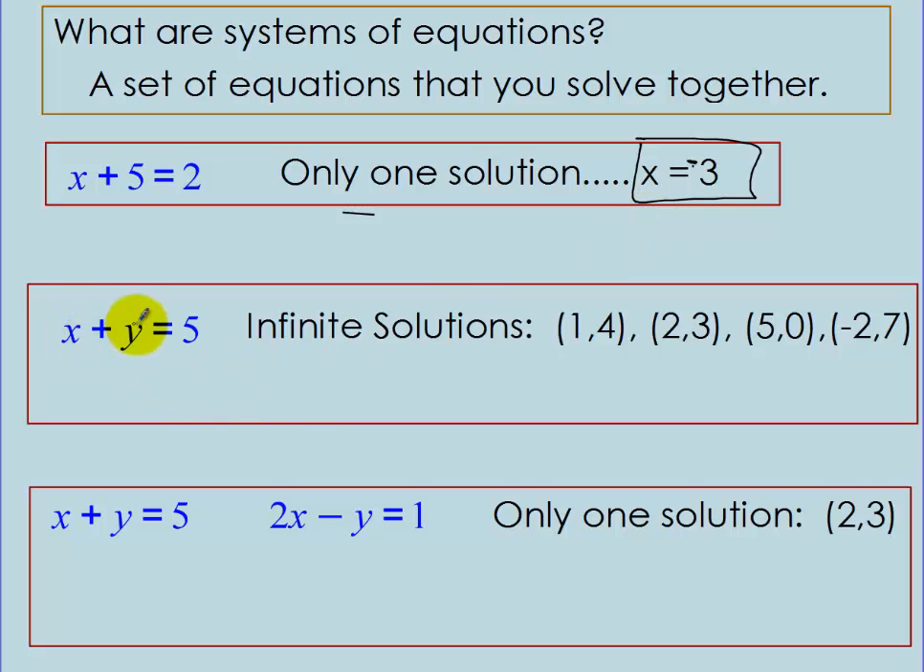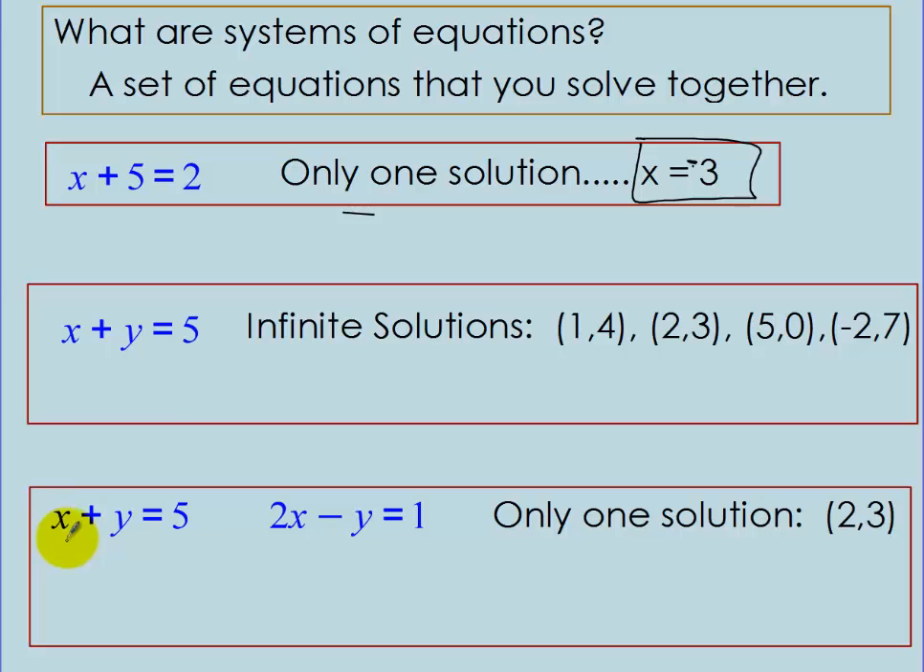If I gave you an equation x plus y equals 5, you could have an infinite number of solutions. You could have x is 1, y is 4; the ordered pair 2, 3; 5, 0; -2, 7. There's actually an infinite number of solutions to this. When you have a system of equations, you have multiple variables, and we use the system to figure out what the actual one solution is.